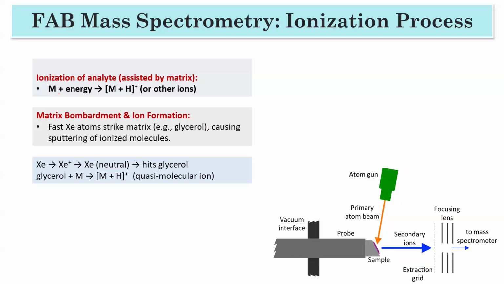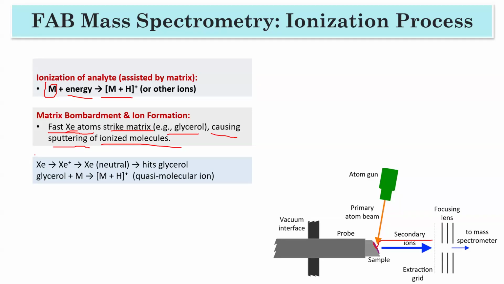So your molecule will get the energy from this atom gun, because atoms are irradiating it, and then your molecule will be ionized. And why is it happening? Suppose we use a xenon atom gun. First the xenon atoms will strike the matrix, so we have a matrix just like in MALDI, for example glycerol, and it will cause sputtering of ionized molecules. So your molecule will just be ionized and move on.